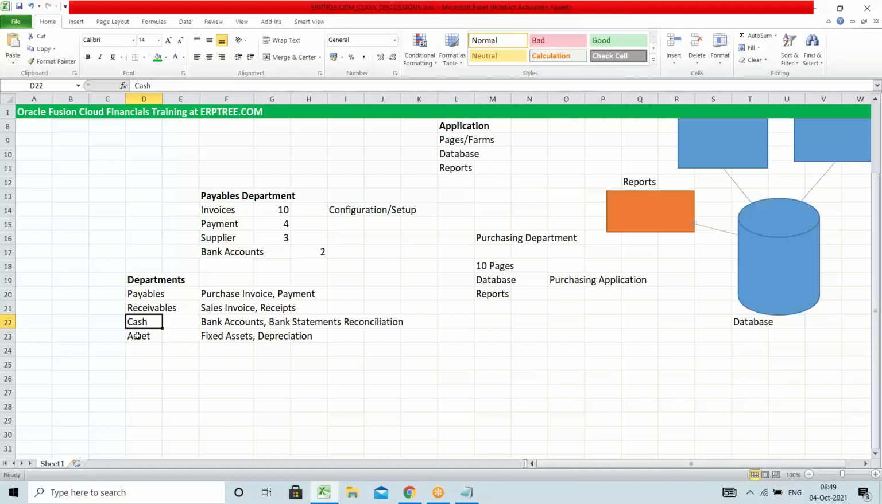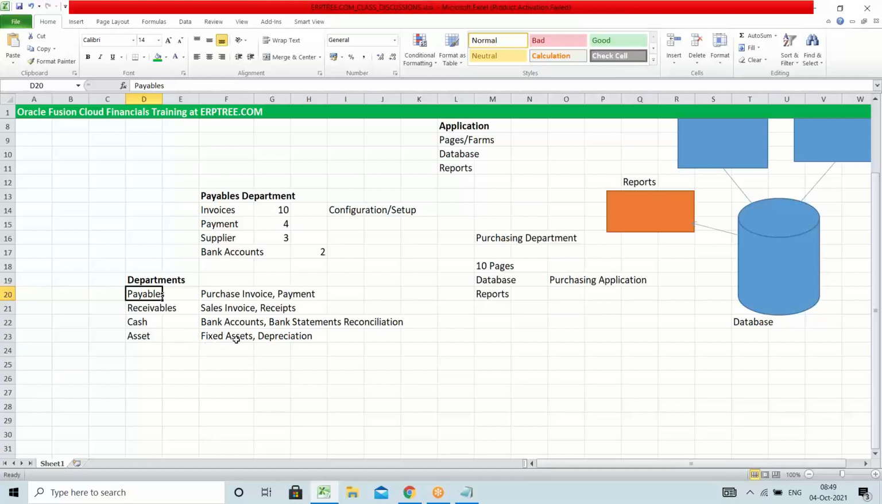The asset department maintains whatever assets the company has, and calculates the depreciations or appreciations. If you notice here, the payables department is dealing with money, with payments. The receivables department is dealing with the receipts, that means they are receiving payments from customers. They are dealing with money. And the cash department is directly maintaining the bank accounts. They are dealing with money.